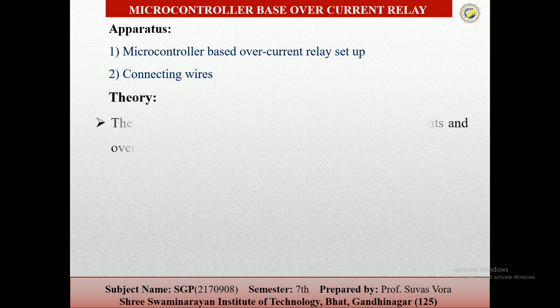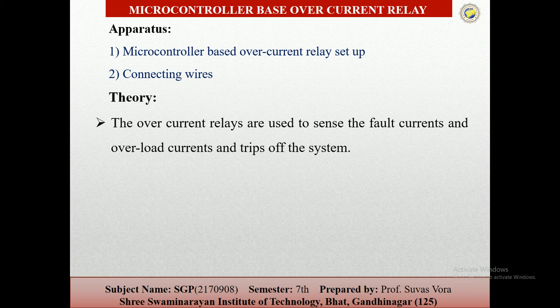So what is the theory? Overcurrent relays are used to sense the fault current and overload current and trip the system. We know that it is a 3 phase system. First the fault will be sensed, then after that the relay will generate a signal and trip the circuit.